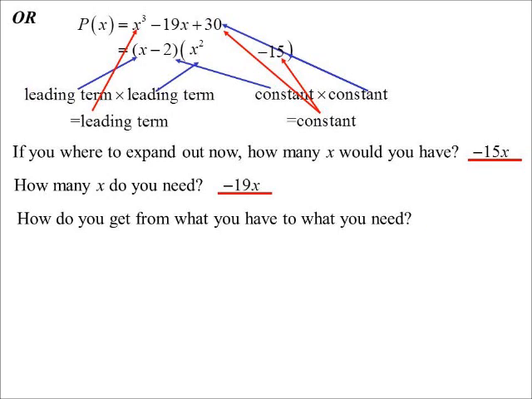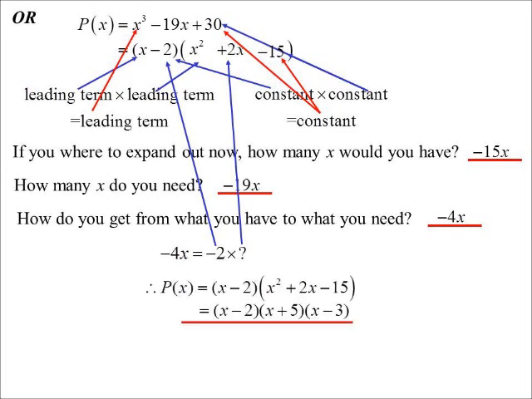Well, I need another minus 4x. Minus 4x. Negative 2 times what? Rack my brain. Minus 2 times that missing term. So that's got to be 2x. There's the middle term. I could have done exactly the same with x squared.